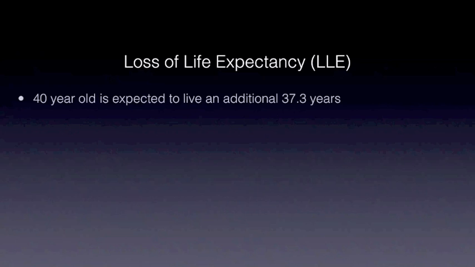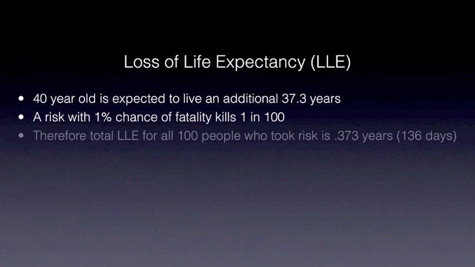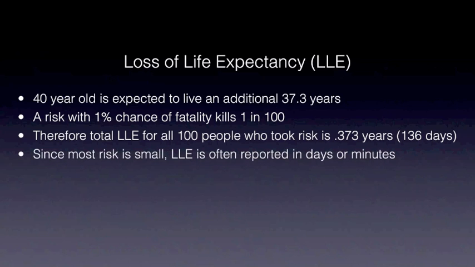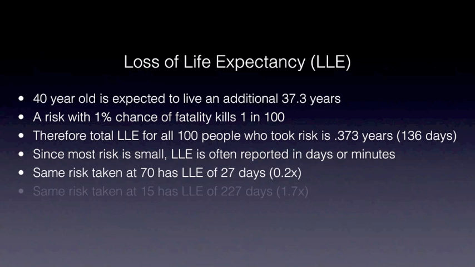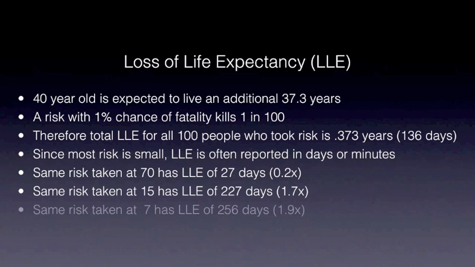The way this is calculated is, if you take, for example, a 40-year-old, with the average age of a living human being around 77.3 years, a 40-year-old is expected to live an additional 37.3 years. And if they take a risk that has a 1% chance of fatality, then their total LLE, or loss of life expectancy, is calculated at 0.37 years, or 136 days.